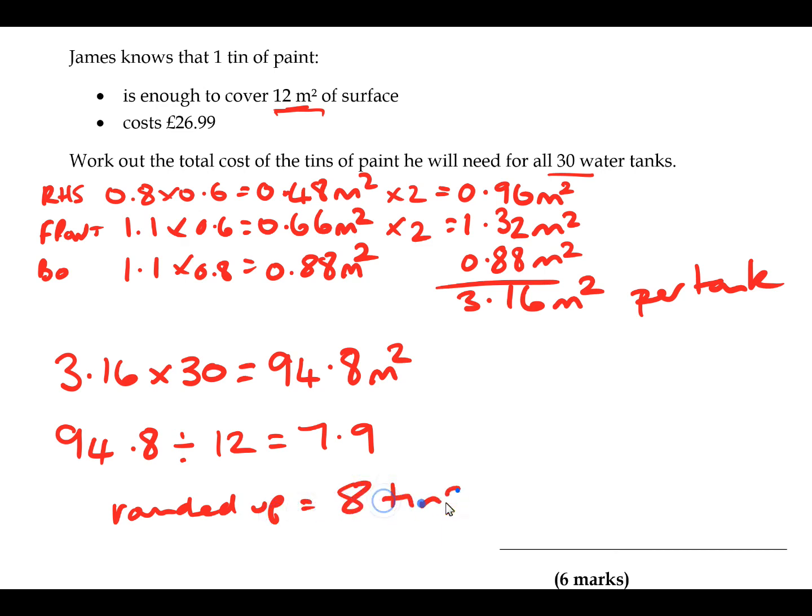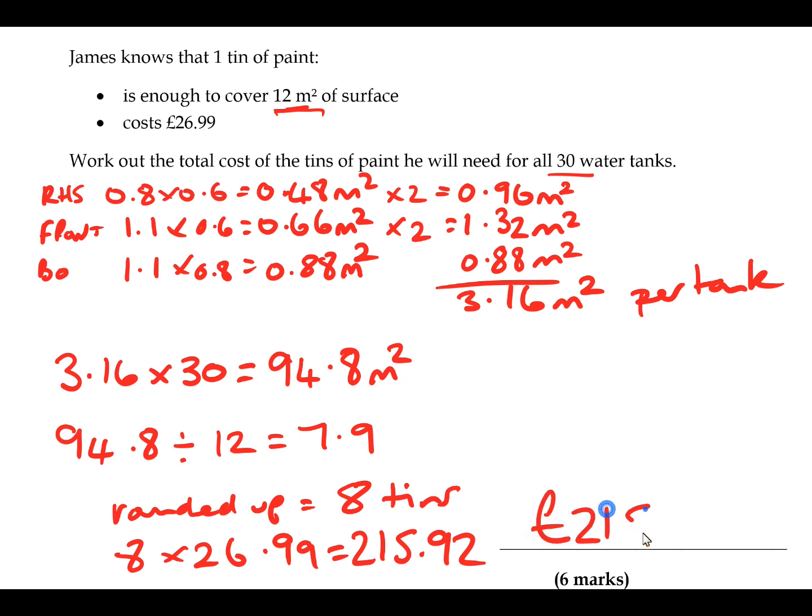is 8 tins of paint, and then 8 tins of paint at £26.99 is £215.92. So the cost of the job to paint these 30 tanks is £215.92. And that question is worth 6 marks.